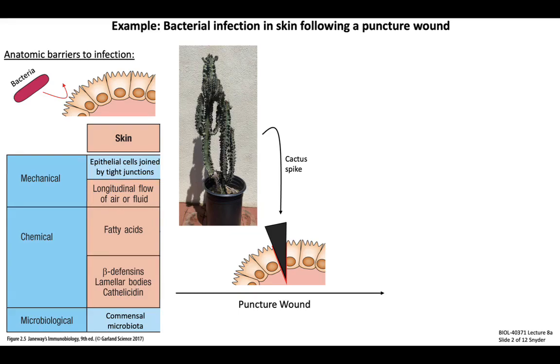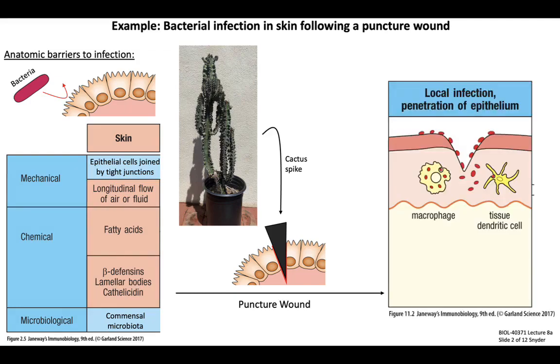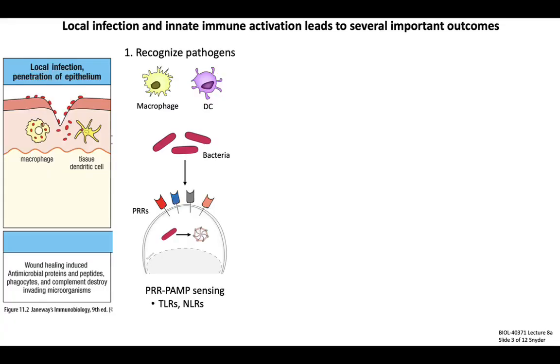Now, once the skin epithelium is broken by a puncture wound like a cactus spike, bacteria can bypass these anatomic barriers to infection and access the vulnerable tissue that's located underneath the epithelium. This establishes a focus of infection locally in the skin, which needs to then be eliminated by the immune system. In this example, let's consider a bacterium that can be found extracellularly as well as intracellularly. So there are a few bacterial species whose replication involves both extra and intracellular stages.